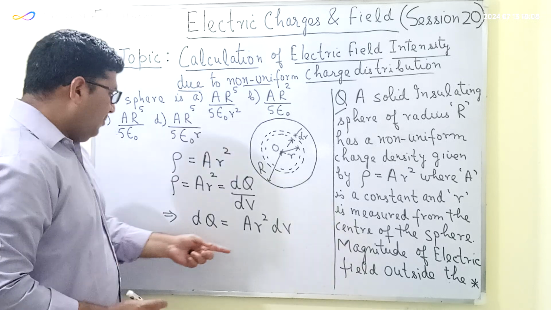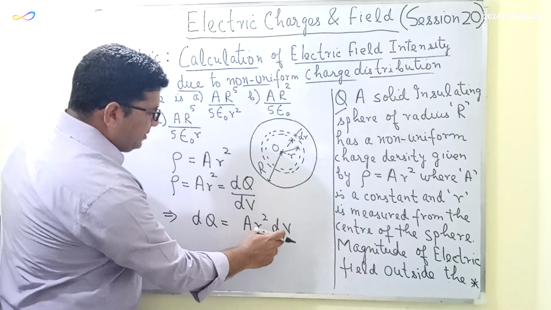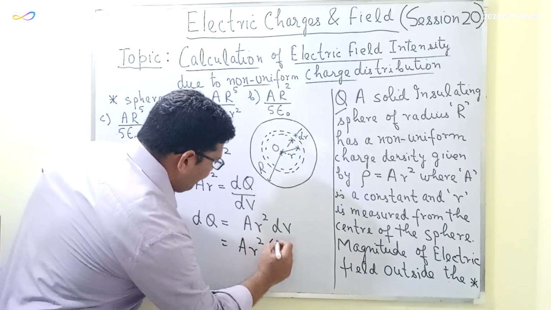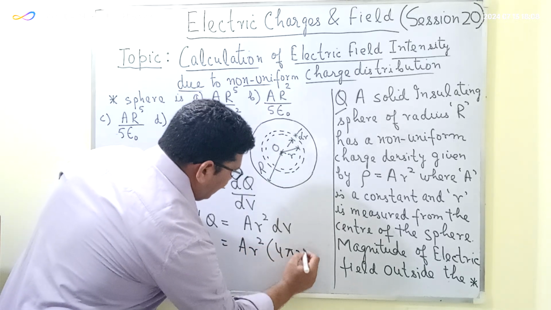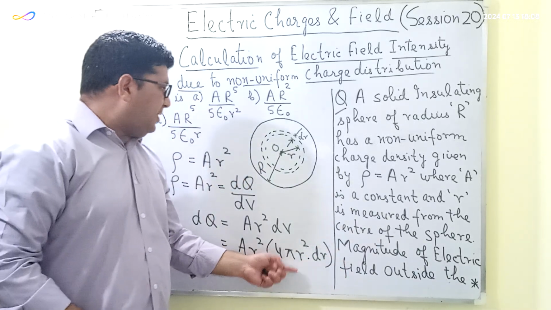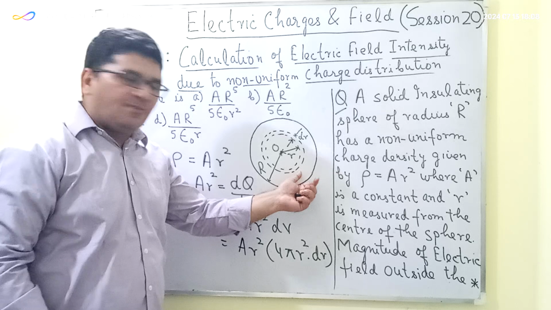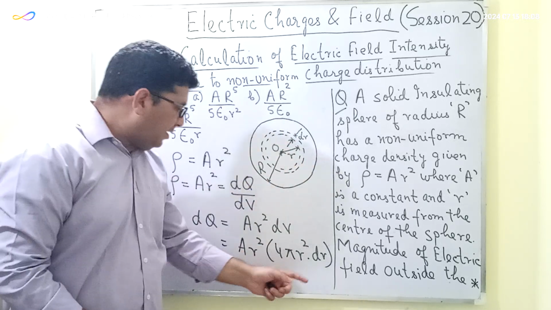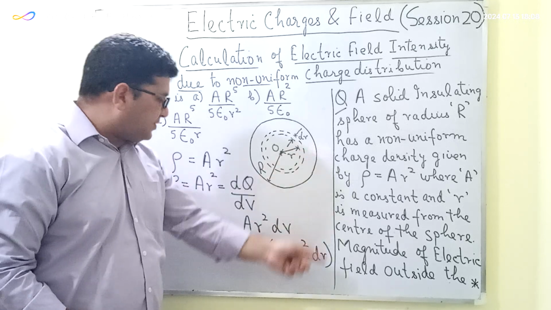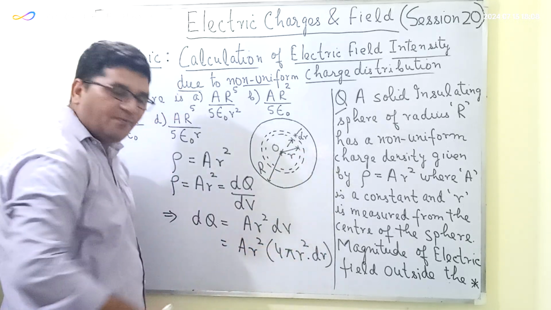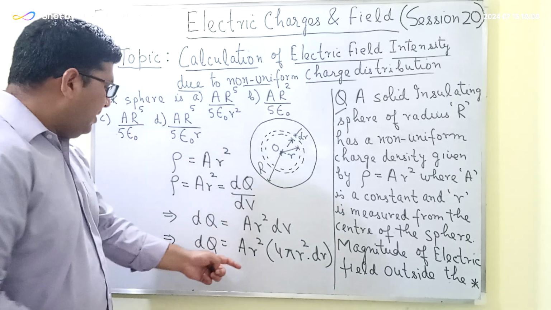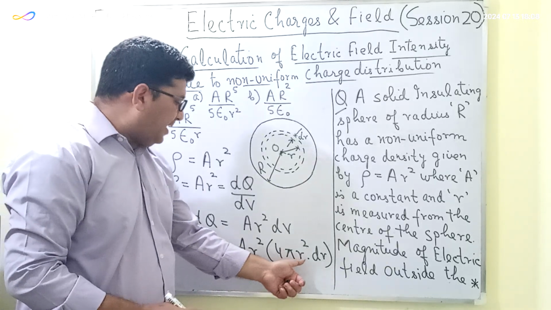Now this equation can be written with dv as 4 pi r square into dr. Now what is 4 pi r square? This is the surface area of this portion of the sphere, and if I multiply it by the thickness of this sphere, that is dr, then I will get the volume of it. So dq is equal to A r square multiplied by 4 pi r square dr.